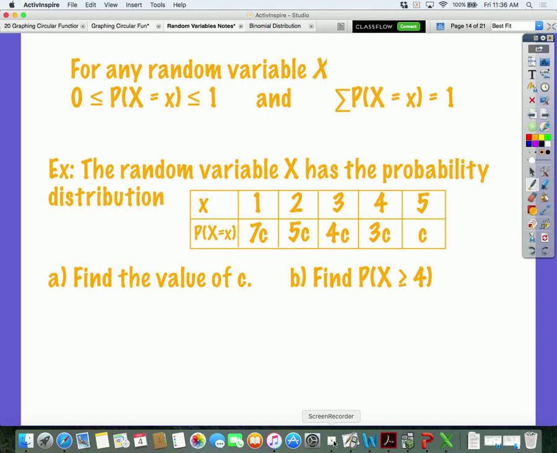Is the E symbol a sum? Yes, this particular thing, yeah.